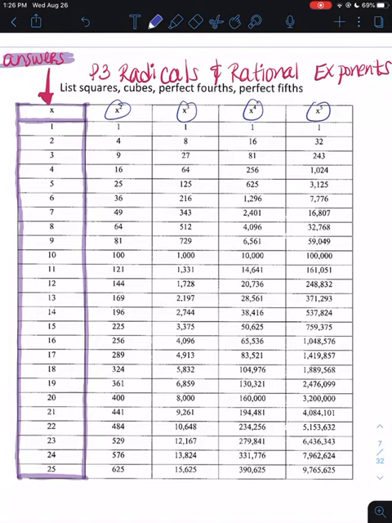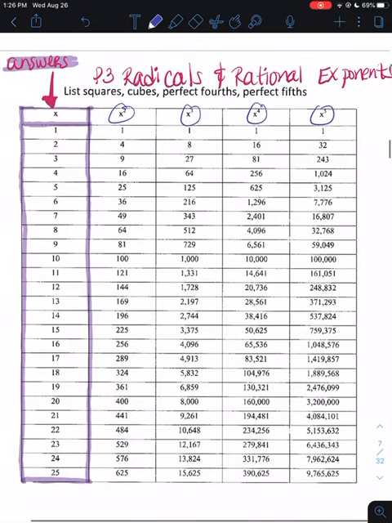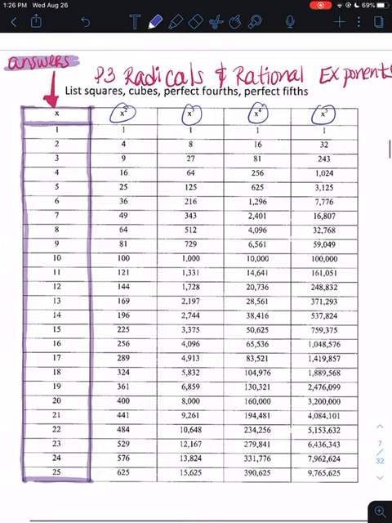Let's look at 36. This means that the square root, the opposite or the inverse of squaring something, is going to be a square root. So if I do the square root of 36, that's going to equal 6. The cube root in this column of 216 equals 6. The fourth root of 1,296 is 6. Hopefully you have the idea. So let me erase my little circles.